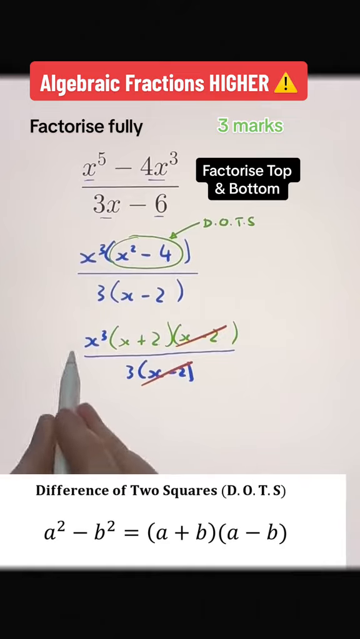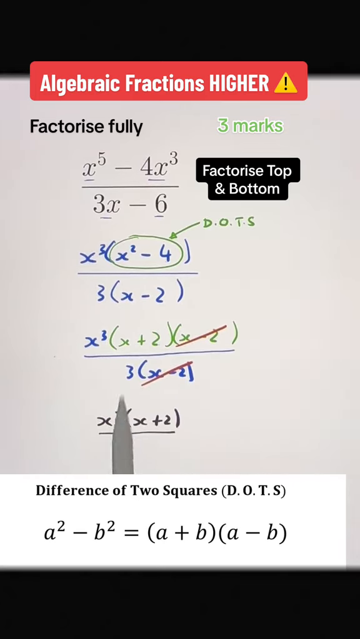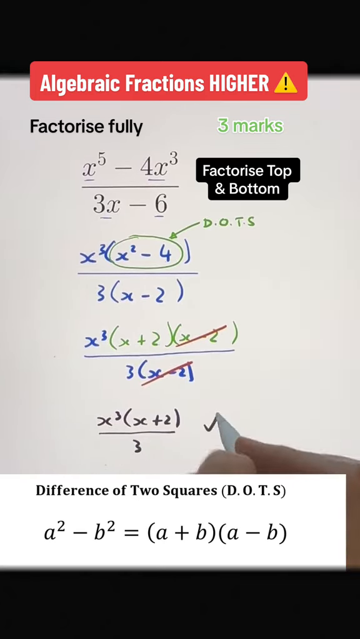And therefore my final answer is going to be x cubed on the top, multiplied by single brackets x plus 2, divided by, on the bottom I just got number 3. And that's my final answer for 3 marks.